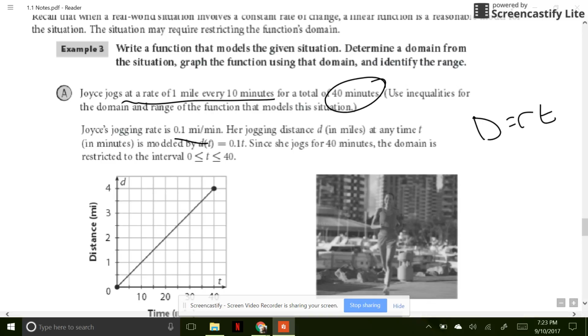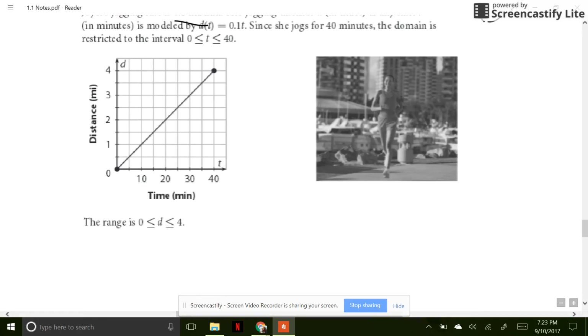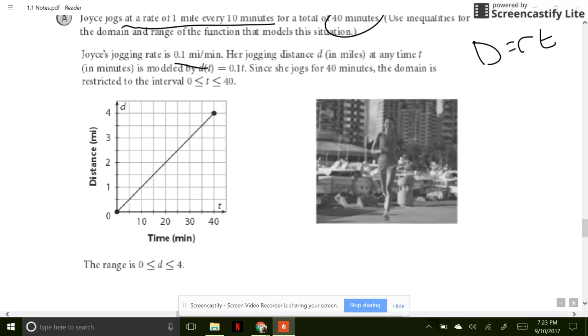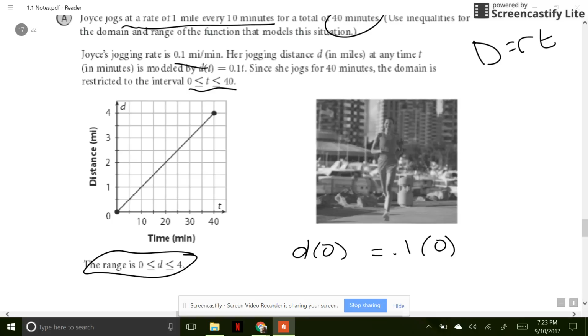So her rate is 0.1 miles per minute, because it's 1 mile every 10 minutes. 1 over 10 gives you 0.1. So her distance is modeled by the function d equals 0.1t. That's our time, our input. Since she jogs for 40 minutes, the domain is the interval 0 to 40. To find the range, we take our domain, our inputs, and input them into the function. So you would take d of 0 to see what's happening at the beginning, and you take d of 40 to find out what's happening at that 40-minute mark, and that gives you your range.